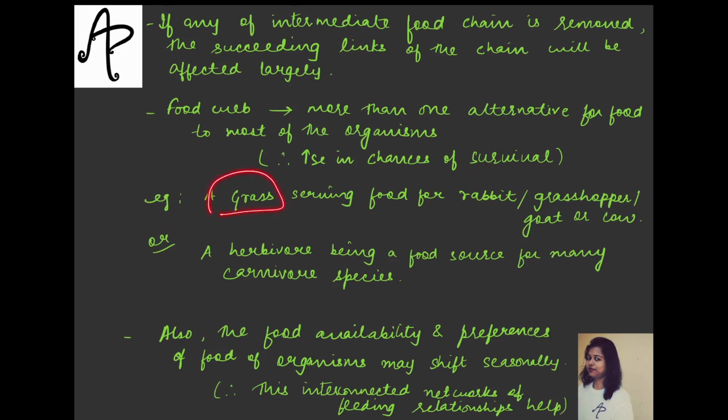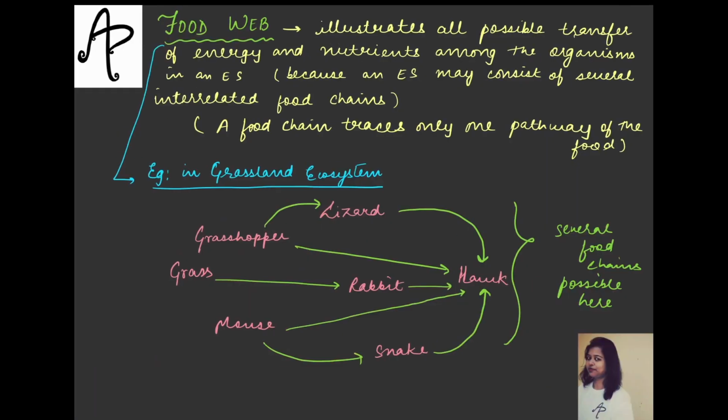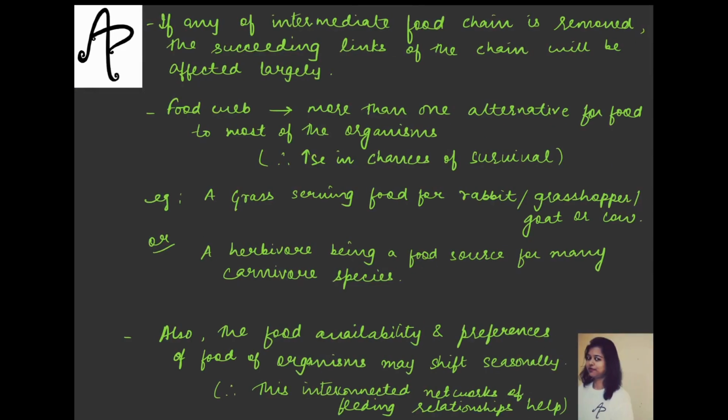Let's say we have an example of grass serving as food for a rabbit, a grasshopper, a goat, or a cow. That can happen if we have grass. So different organisms can eat the grass, so it can act as a source of food for different organisms. Then let's say we talk about a herbivore which feeds on the grass, or any plant, so it might become a food source for many carnivore species. That herbivore can be eaten by any number of carnivores, right? So you get that option of alternatives here.